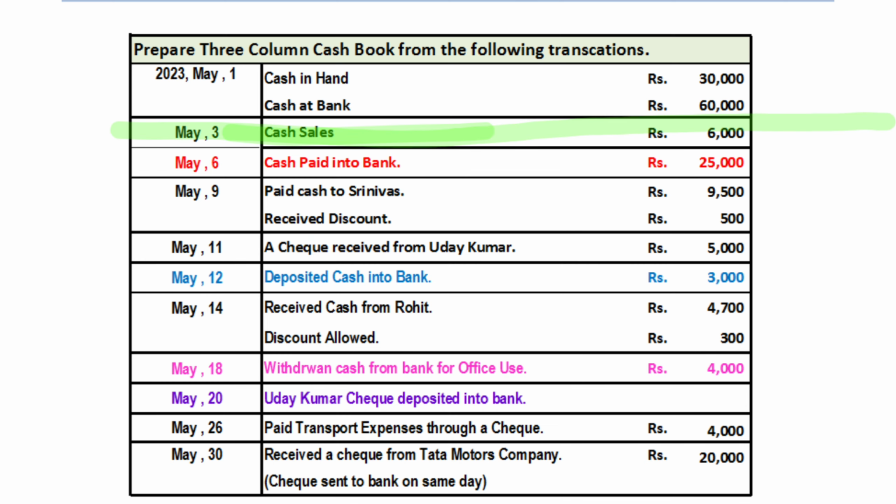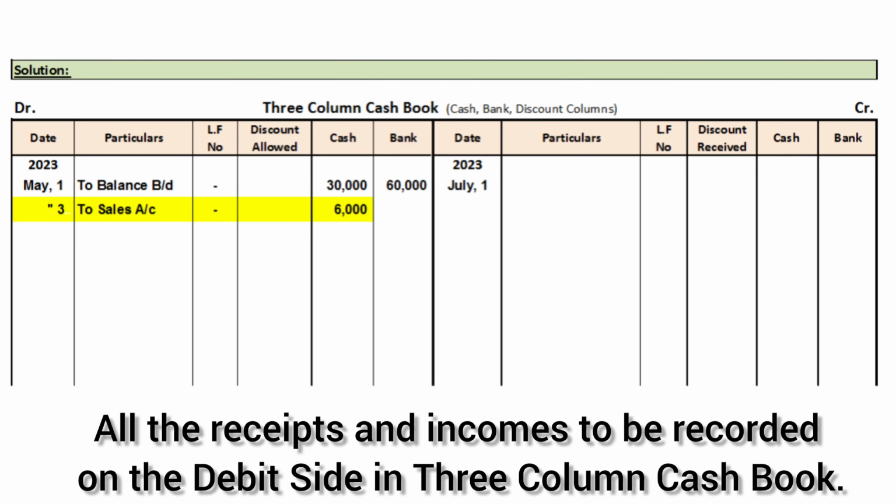Next dated transaction, cash sales. The meaning of the transaction is selling goods for cash. So whenever we are selling goods on cash basis, we are getting cash. So that is a receipt. All cash receipts should be recorded on the debit side in 3-column cash book. Hence, we record the transaction on the debit side as "To sales" and enter the amount in the cash column.